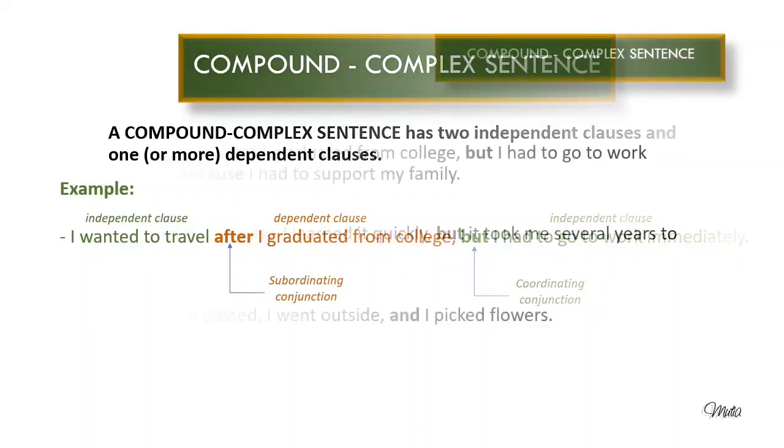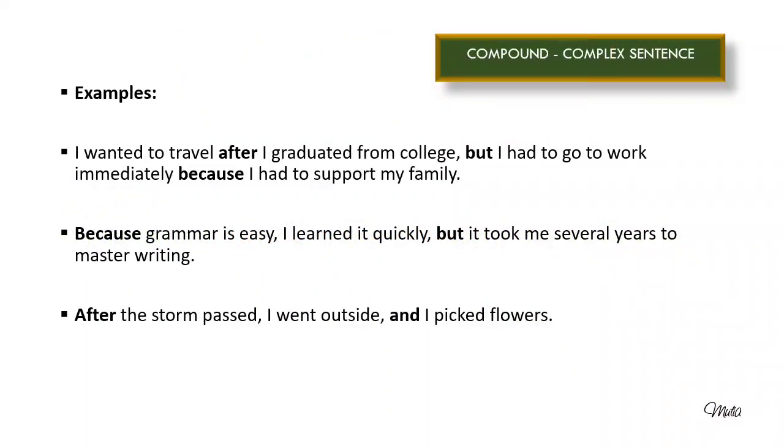Some examples of compound complex sentences are: I wanted to travel after I graduated from college, but I had to go to work immediately because I had to support my family. Because grammar is easy, I learned it quickly, but it took me several years to master writing. After the storm passed, I went outside and I picked flowers.